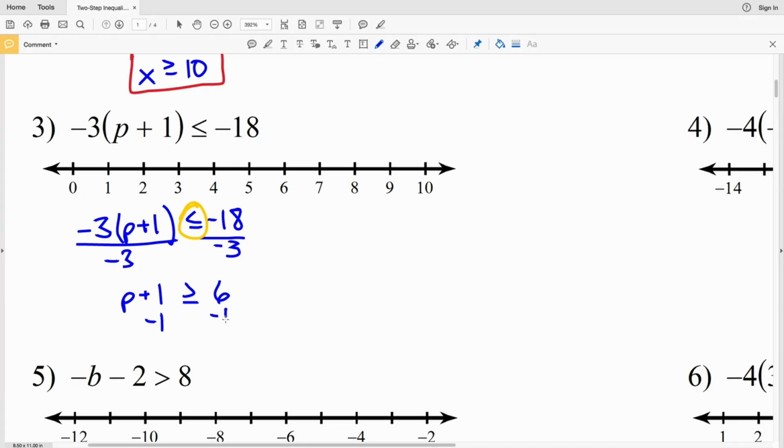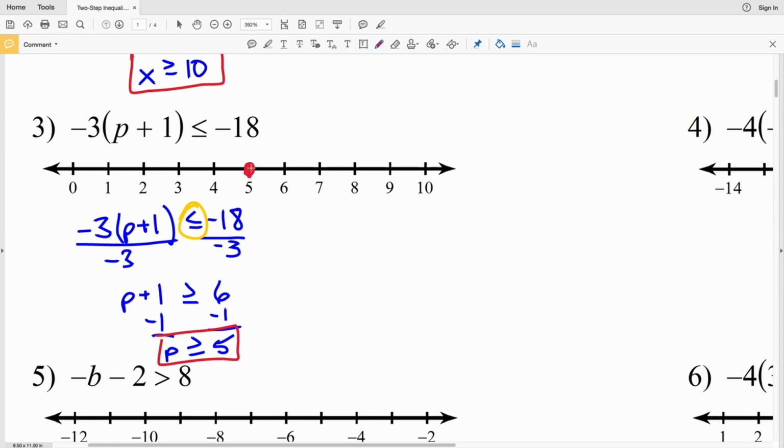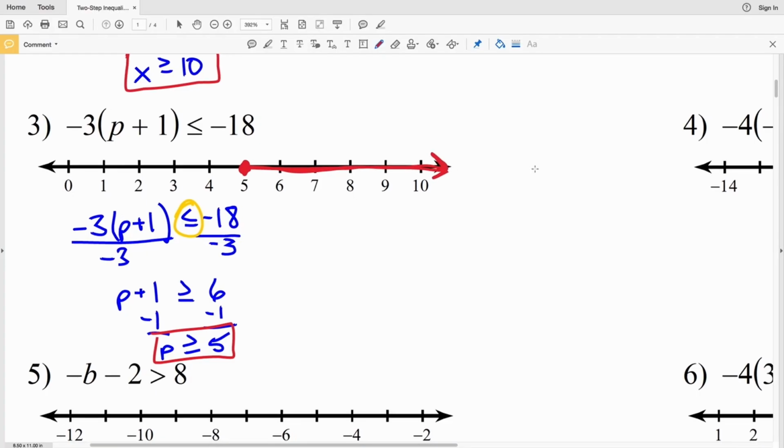Then all we need to do is subtract 1 on both sides to get p is greater than or equal to 5. Circle and fill in the 5, and p is everything greater than or equal to that, so we're shading in to the right. Moving on to number 4.